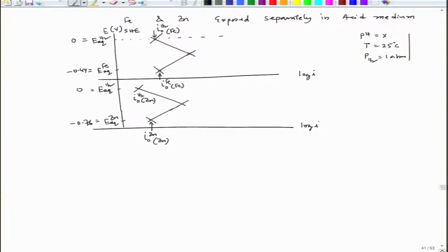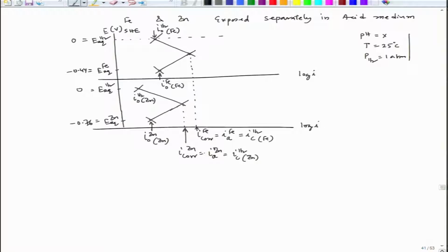Now, we could see that this is I corr equal to I A iron equal to I C hydrogen over iron surface, this particular point, and this point is I corr, this is iron, this is zinc, equal to I A of zinc equal to I C hydrogen over zinc surface. So, this could be one typical situation when iron and zinc both are immersed in acid medium.